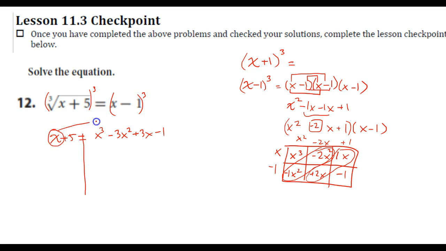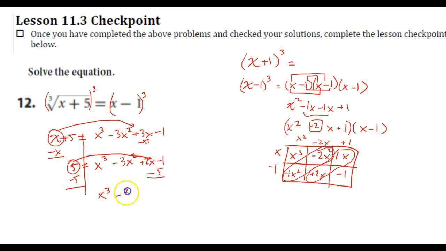What's the opposite of a positive x? Negative x. So that would be 5 equals x to the third power and positive 2x minus 1. What's the opposite of a positive 5? Negative 5. So that would be x to the third power minus 3x squared minus 2x minus 6.